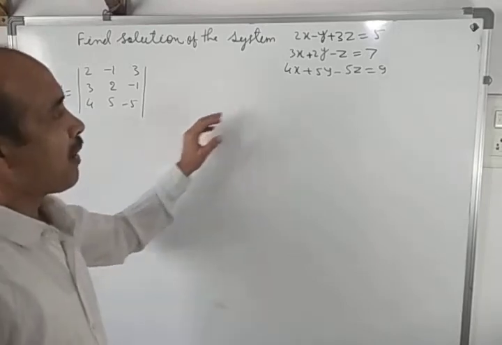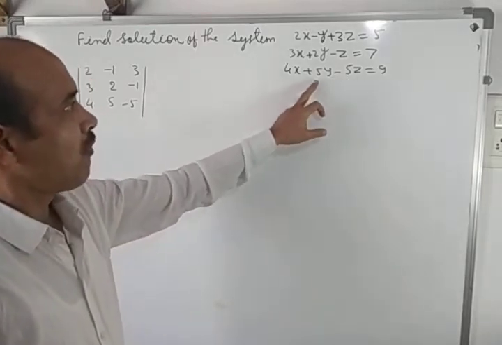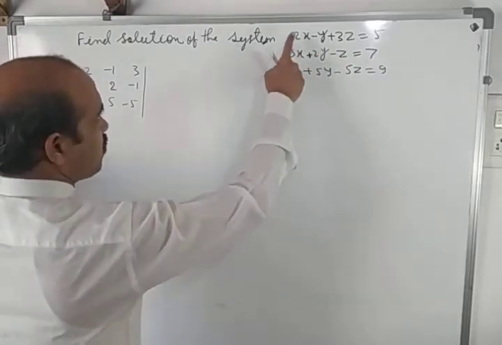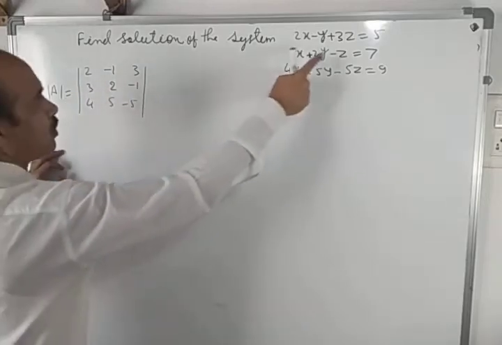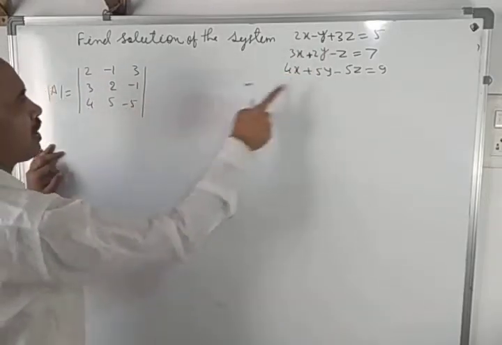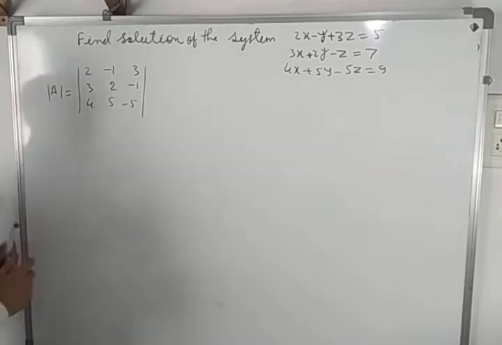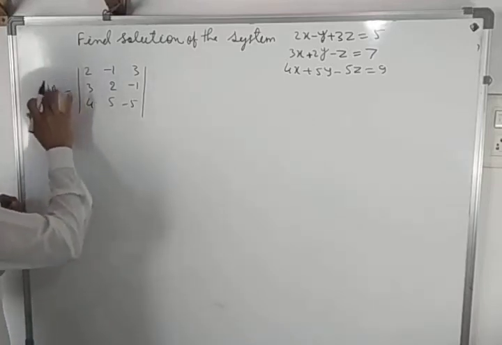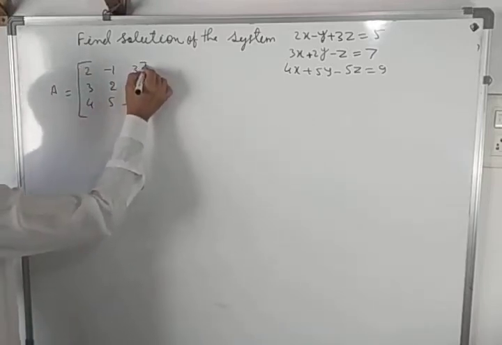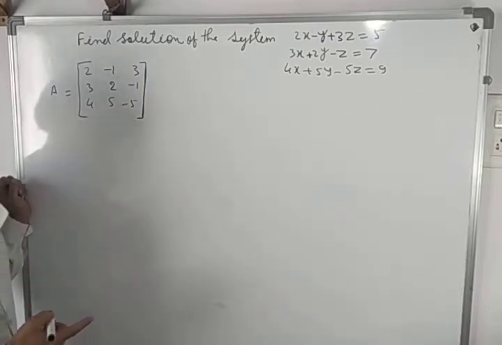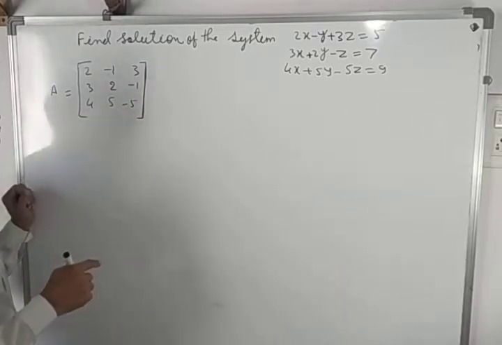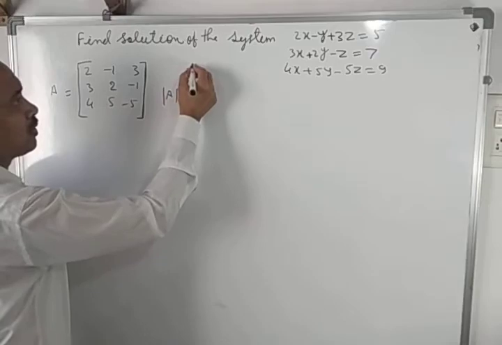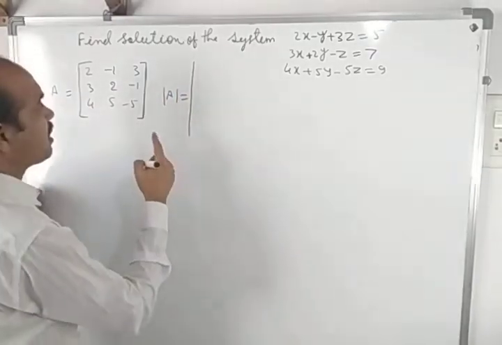So first of all, with the help of the equations, we have formed a determinant, or we can say the matrix of coefficients: 2 minus 1 3, 3 2 minus 1, and 4 5 minus 5. Normally we make a matrix of coefficients. So in the beginning you may write like this, because at last we use it as a matrix. But to find out its inverse, we need its determinant.